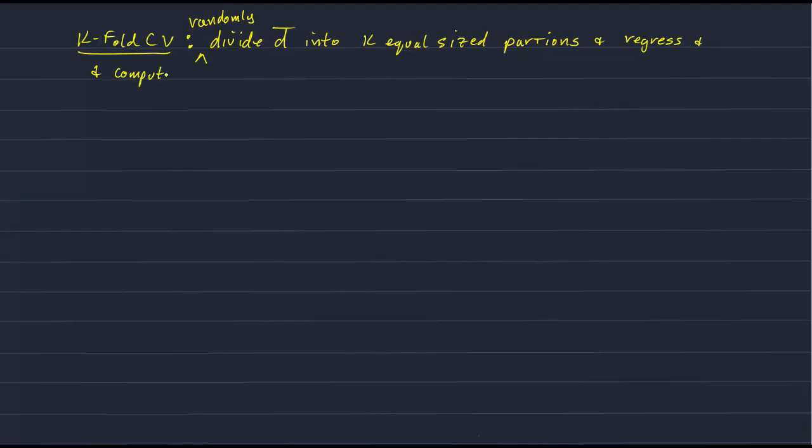And the overall strategy there is to divide your data set, your D, into k equal-sized partitions. I should say randomly divide into k equal-sized partitions, and then regress and compute the mean square prediction error k times, and then average.